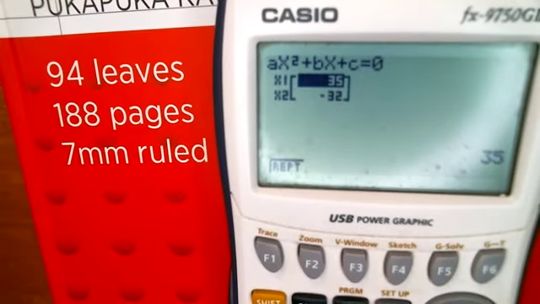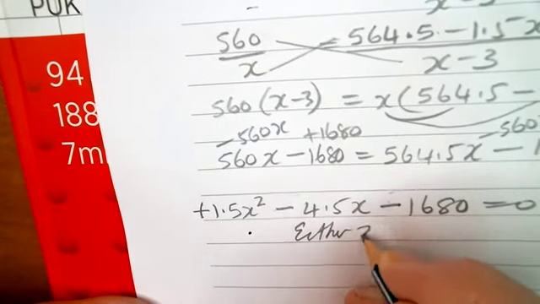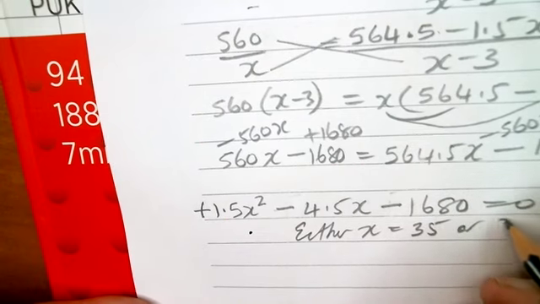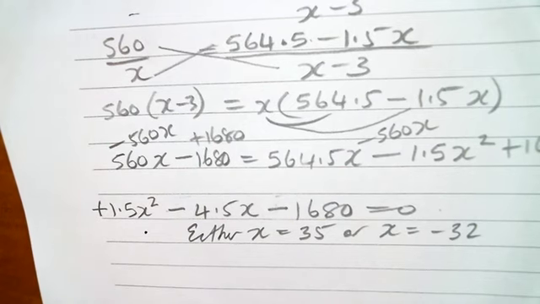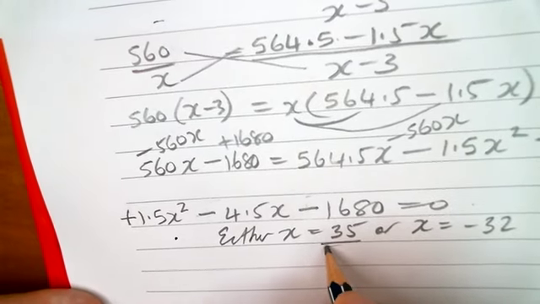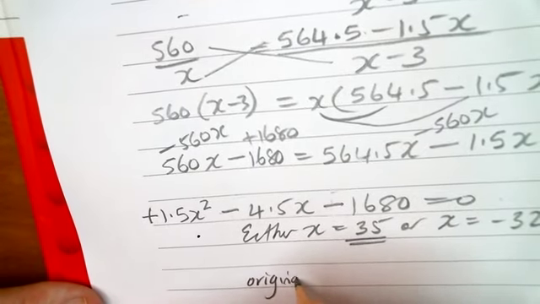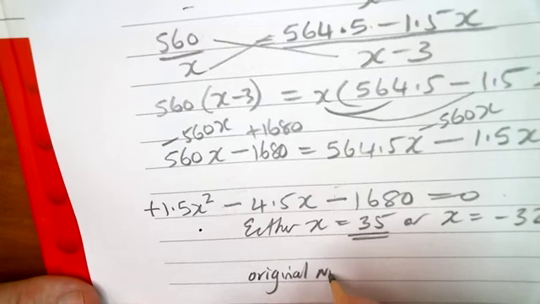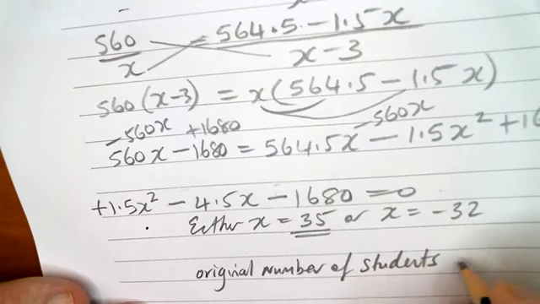And we go solve, and when we solve, we get 35. Now, 35 is the number we want to look at. Ultimately, the answer will be a 32 of some sort, but we end up with 35. So x, I put either x is equal to 35 or x is equal to negative 32. Well, it can't be a negative number, but x is 35. Now, this is the original number. Remember, so put original number of students equals 35.